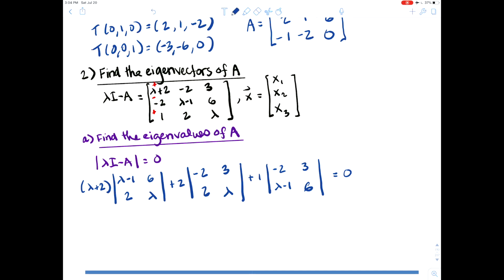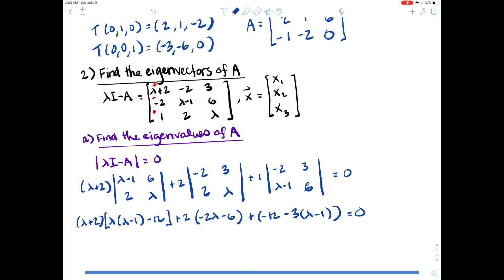Cool? All right, so working it out, we'll have lambda plus 2 times lambda minus 1 minus 12 plus 2 times negative 2 lambda minus 6, and then plus negative 12 minus 3 times lambda minus 1. That's all equal to 0. So I'm going to go ahead and do the algebra here quietly, and you can go ahead and try doing it on your own. And let's check it out.